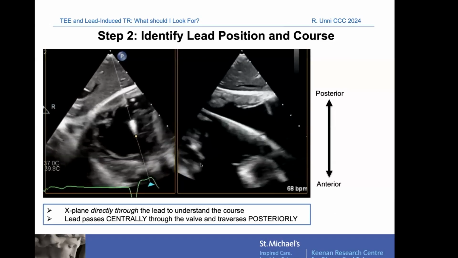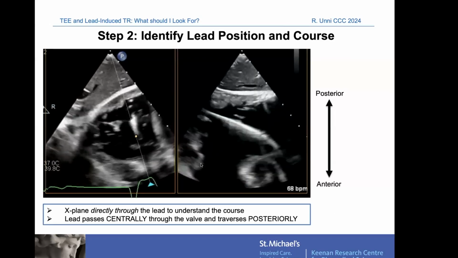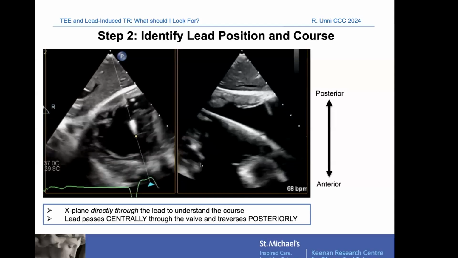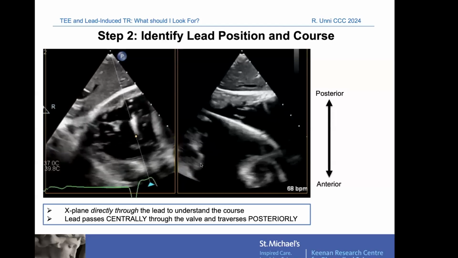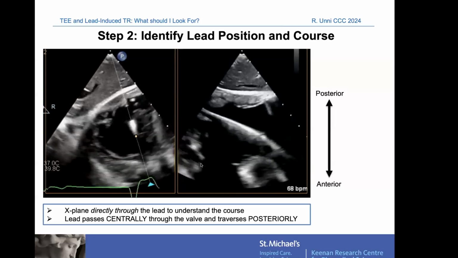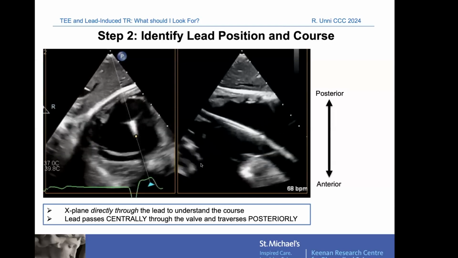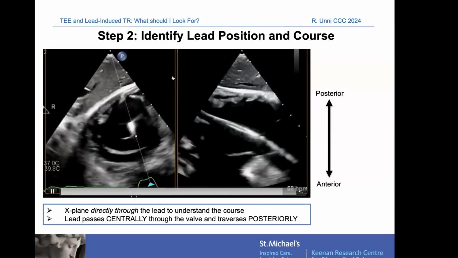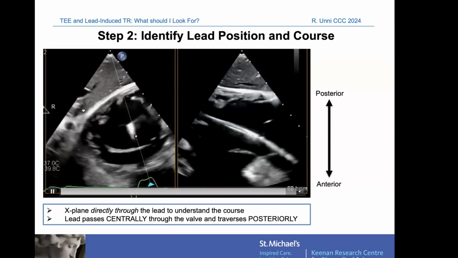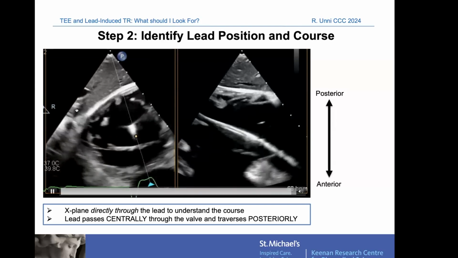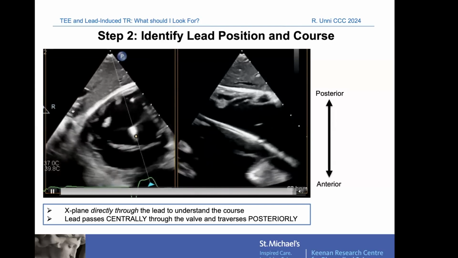So here's a case, and I think the core message here, which if you're not doing this out there virtually, I really highly recommend you do, is you place an X-plane directly through the lead, and this is what allows you to understand the course of the lead, the complete visualization of the lead. So as I mentioned, posterior and anterior is kind of away from the screen and towards the screen, as you see here. So if you look on the left, you can see the lead is kind of floating in the middle of the valve here. So I would say that the lead passes centrally through the valve.